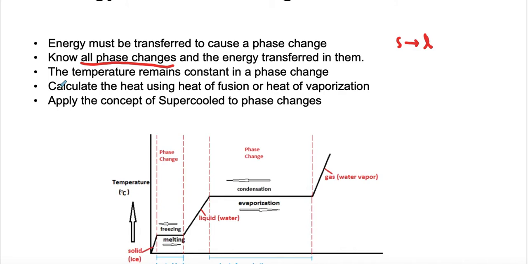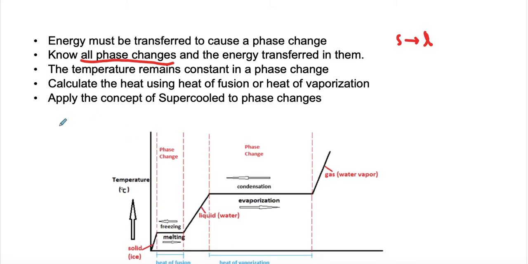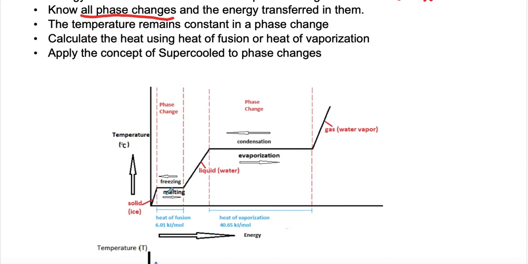The temperature remains constant in a phase change. Here's a diagram of a phase change. In this section right here, we're going from a solid to a liquid. As we add heat, the temperature remains the same. So you have to use now these other equations, heat of fusion and heat of vaporization. If you're going to go from a solid to a liquid, you're going to be using the heat of fusion, which is a number, times the mass of the substance, or the moles of the substance. So you've got to look carefully at the units to be able to calculate those things.